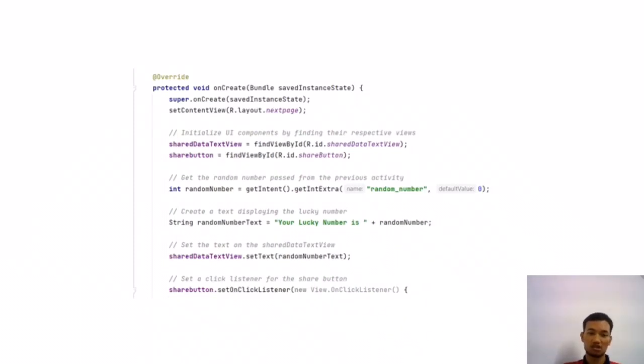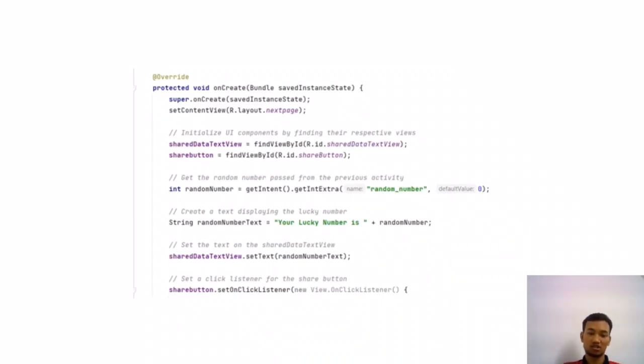Next is string random number text: your lucky number is random number. This creates a text to show the lucky number. The meaning is that the output of this page is your lucky number is random number. Random number calls the random number from the previous activity.